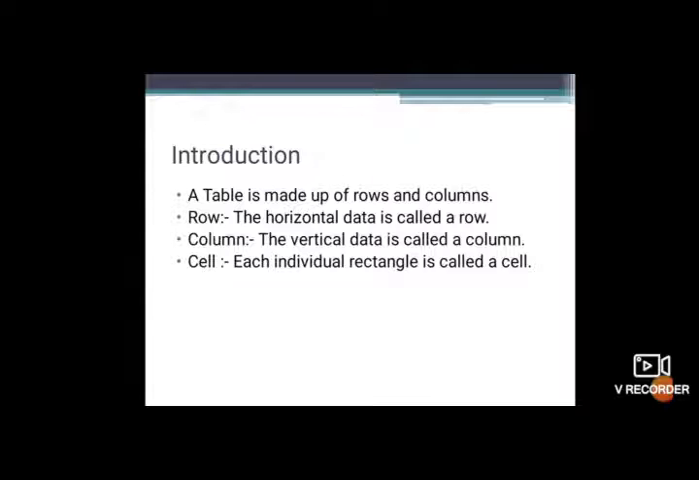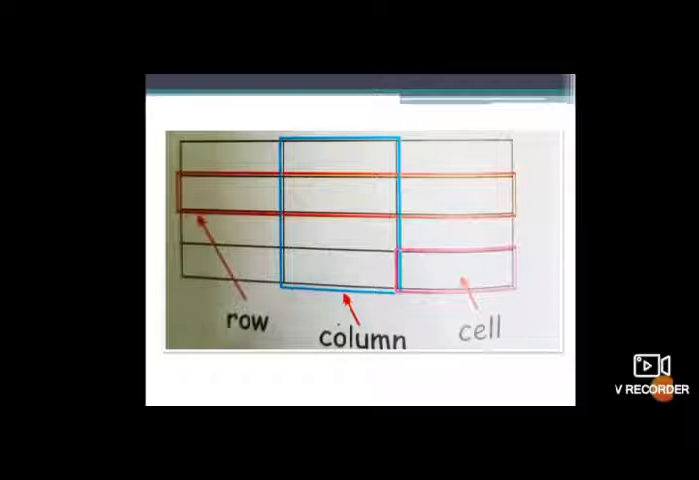Now this is a column. See, here a blue line is given. It is a column, and this one, the horizontal data, the red line, is called a row, and this particular rectangle is called a cell. Okay, clear?